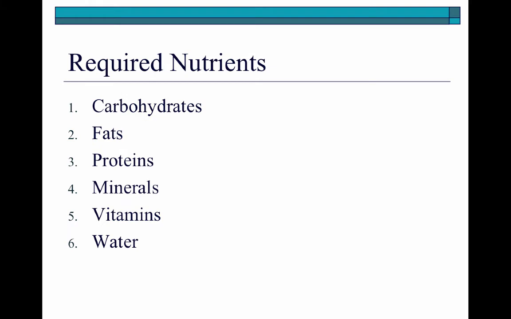So as you guys probably know, especially if you've taken Dr. Phillips' nutrition class or feeds and feeding, there are 6 major nutrients that are required by animal organisms: carbohydrates, fats, proteins, minerals, vitamins, and the one that everybody forgets about, water.